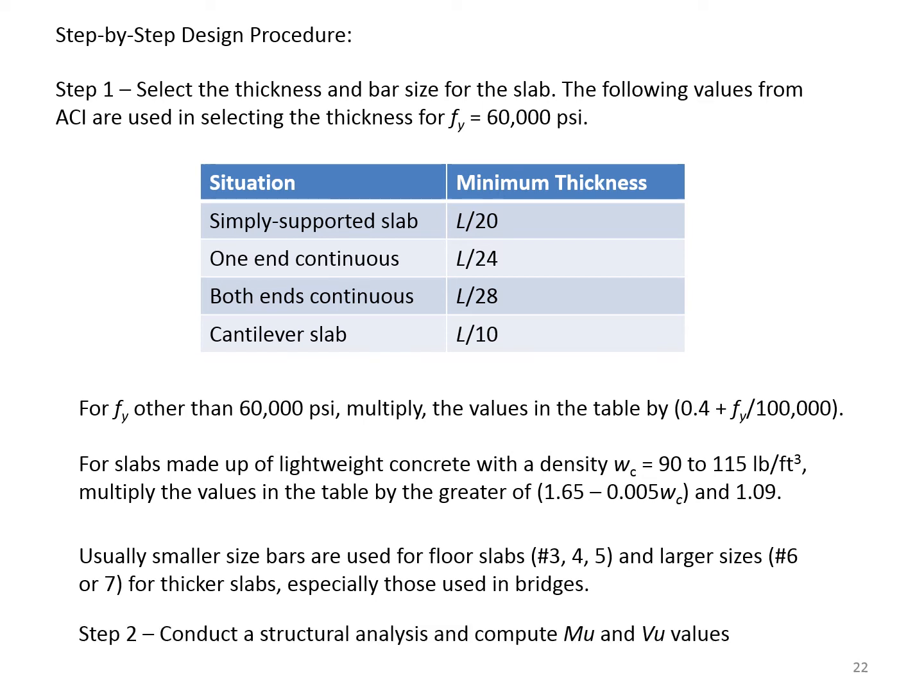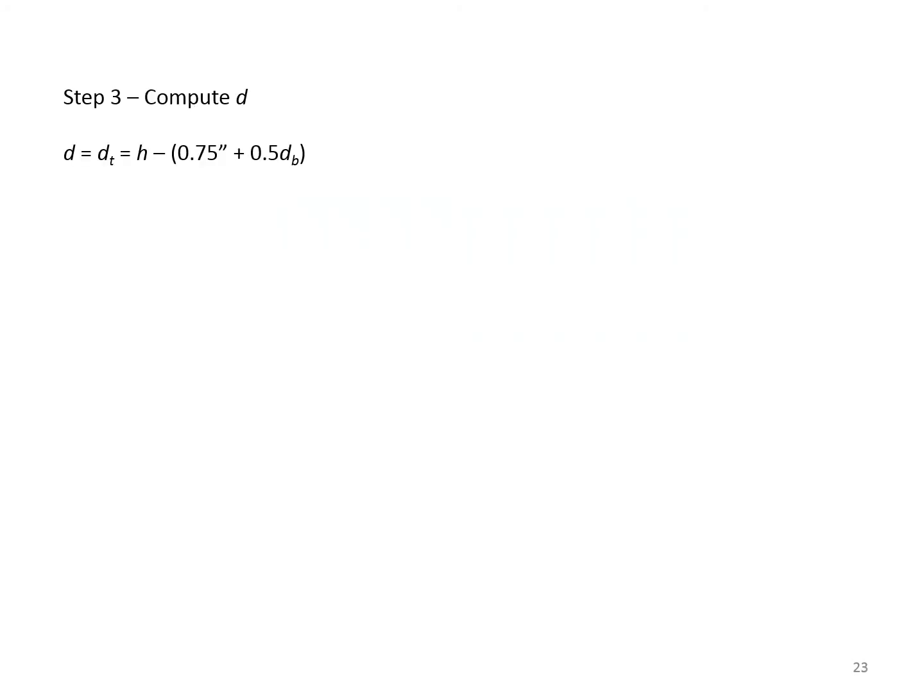Step 2. Conduct the structural analysis and compute Mu and Vu values. Step 3. Compute d as h minus (0.75 plus 0.5 db). Step 4. Assume phi is equal to 0.9 and compute R based on Mn, which is Mu divided by phi.